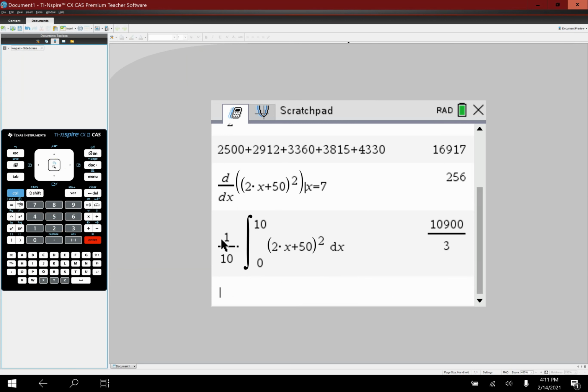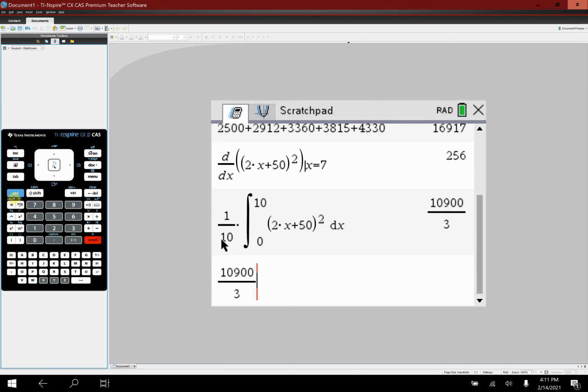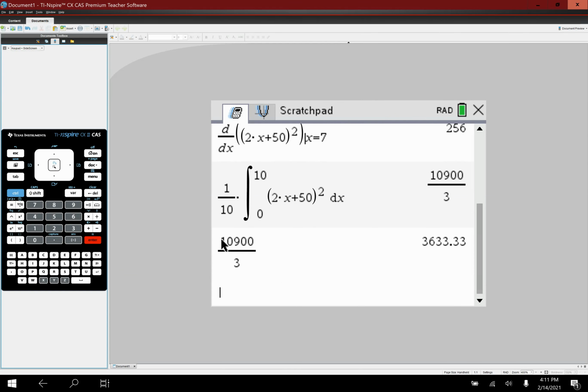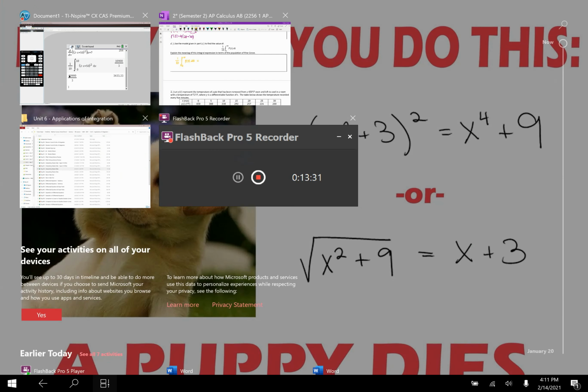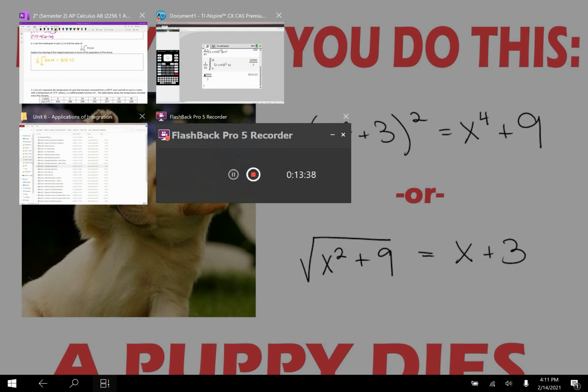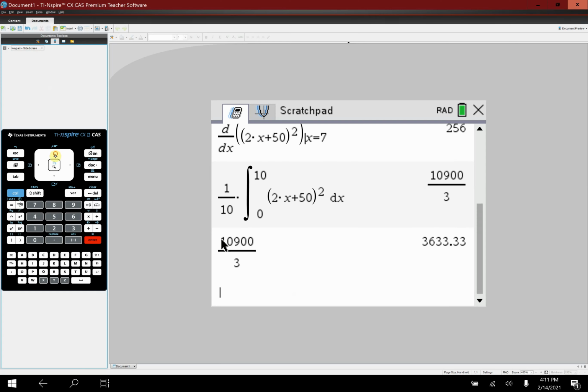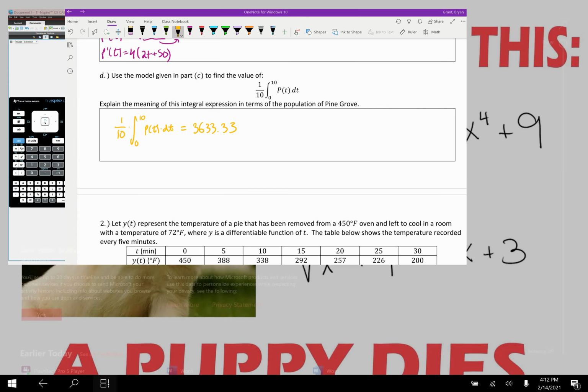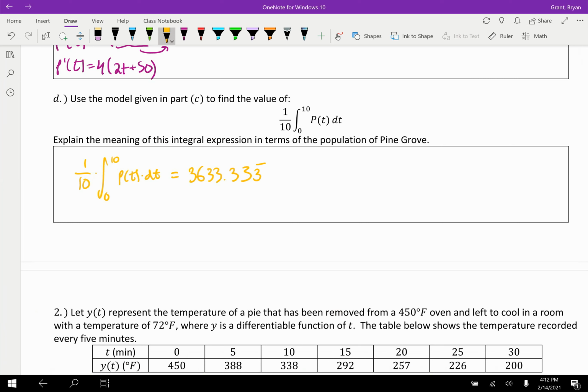Great. And we got 10,900 over 3. Let's go ahead and make that into a decimal. 3633.33. Be careful. I suspect that it doesn't end in 0.33. Let's look at the full value of that decimal. Oh, there's an extra 3 down there. So we definitely want to put the extra 3 there.